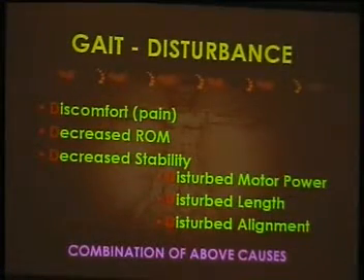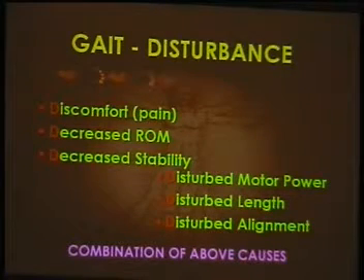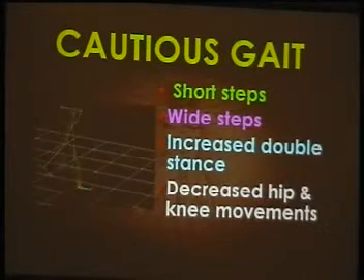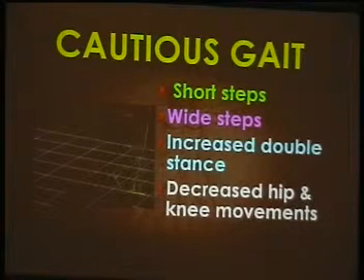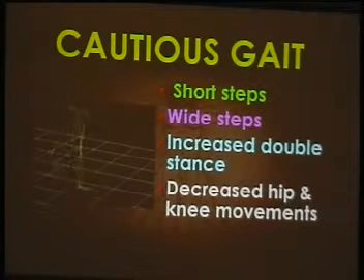Why does gait disturbance occur? This is a big list. Either it is due to discomfort, decreased range of movement, decreased stability in one of the joints, disturbed motor power, disturbed length, or disturbed alignment. But in a person aged above 65, the gait is a bit different from a young person.